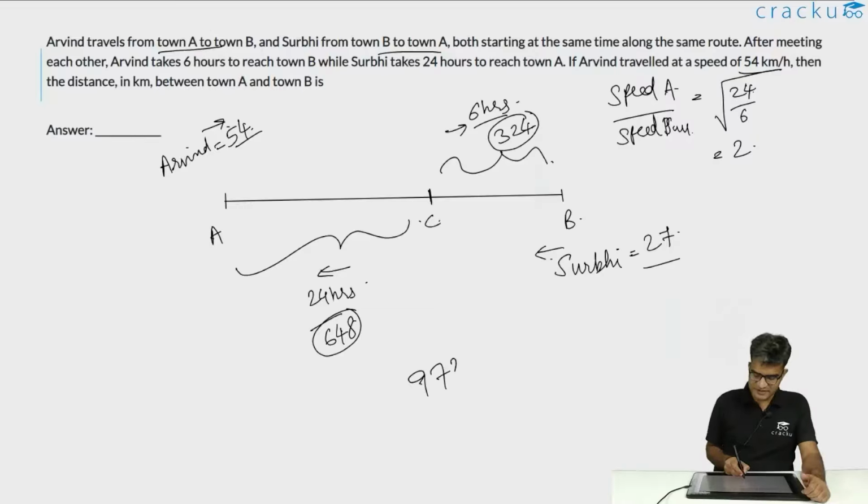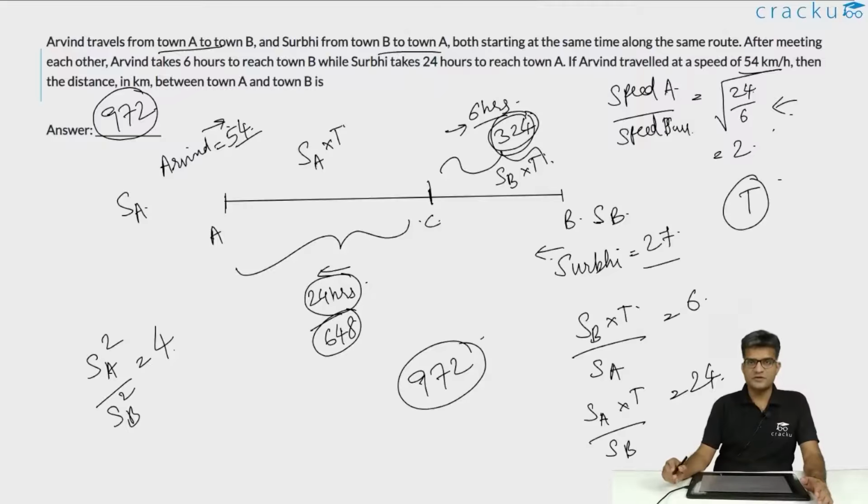If you know the formula already, just take the inverse of the square root of the ratio of the times. So if Surbhi has taken 24 hours and Arvind has taken 6 hours, the ratio of the speed of Arvind to Surbhi is the square root of 24 by 6, which will be 2. Anyway, the answer for this question is 972 kilometers.